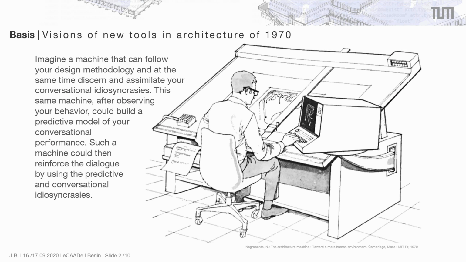First of all, the basis on the technological side is the visions of the new tools in architecture of the 1970s. To be precise, the vision of Nicolas Negroponte's new tool, which needs to be fulfilled but hasn't been realized yet. The computer doesn't understand what the architect intends to design. But today's technology offers the application of artificial intelligence in architecture.